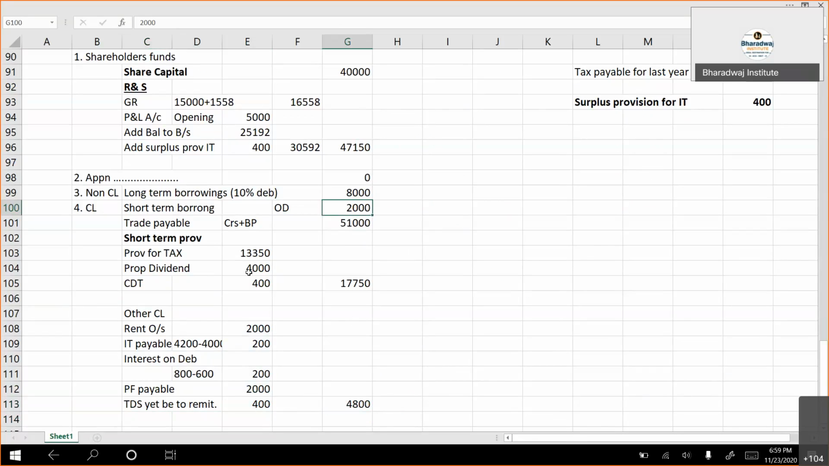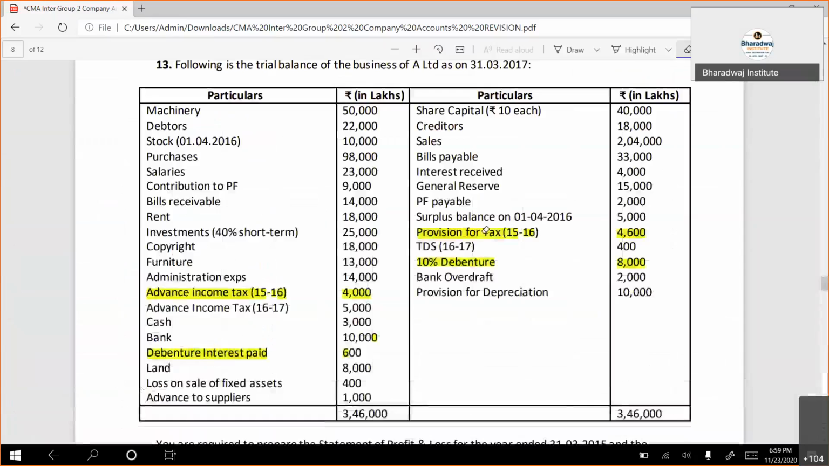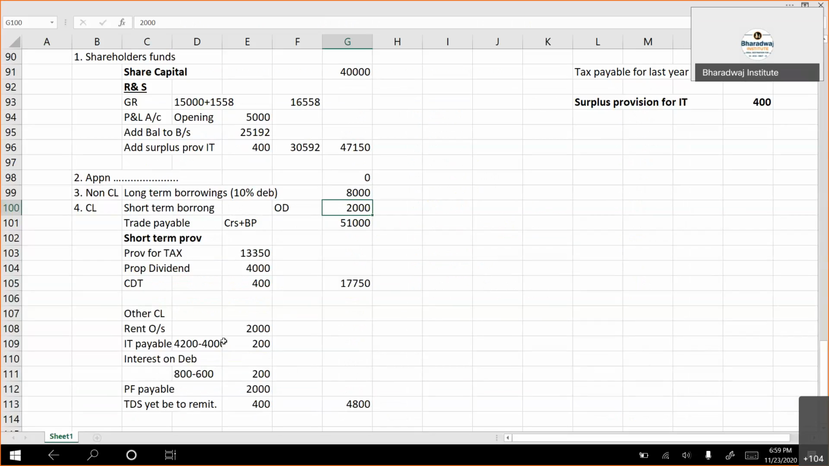Is there a mistake I have done? Any other mistake I have done? What is a bank OD? 2,000. Any mistake in my working? Definitely that should be there.